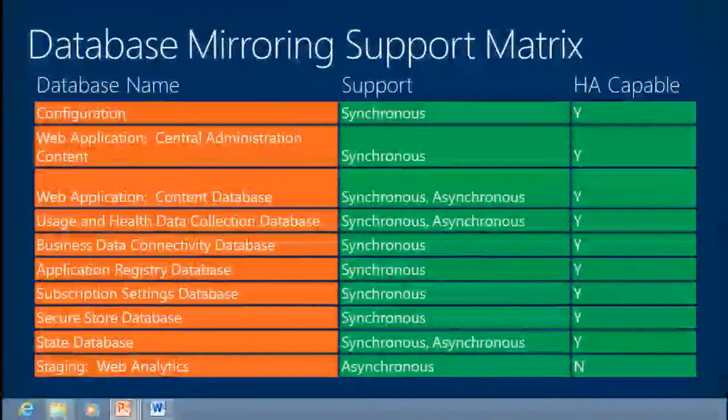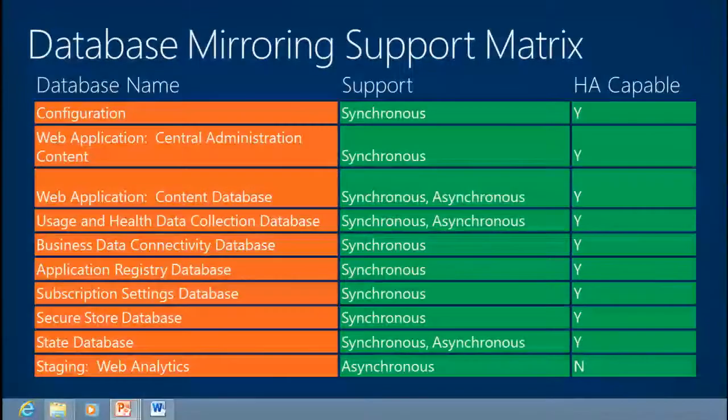Why is there limited support? If we work down this list, instead of putting "does support mirroring," I just basically put "is it HA capable." As you can see as we work our way down, the staging database in 2010 for web analytics is not supported with database mirroring. That's good news because web analytics is gone in 2013 anyway. All of you probably know that by now. So we've removed Web Analytics from SharePoint 2013. So the good news is you don't have to worry about that one anymore. The rest of them remain yeses.